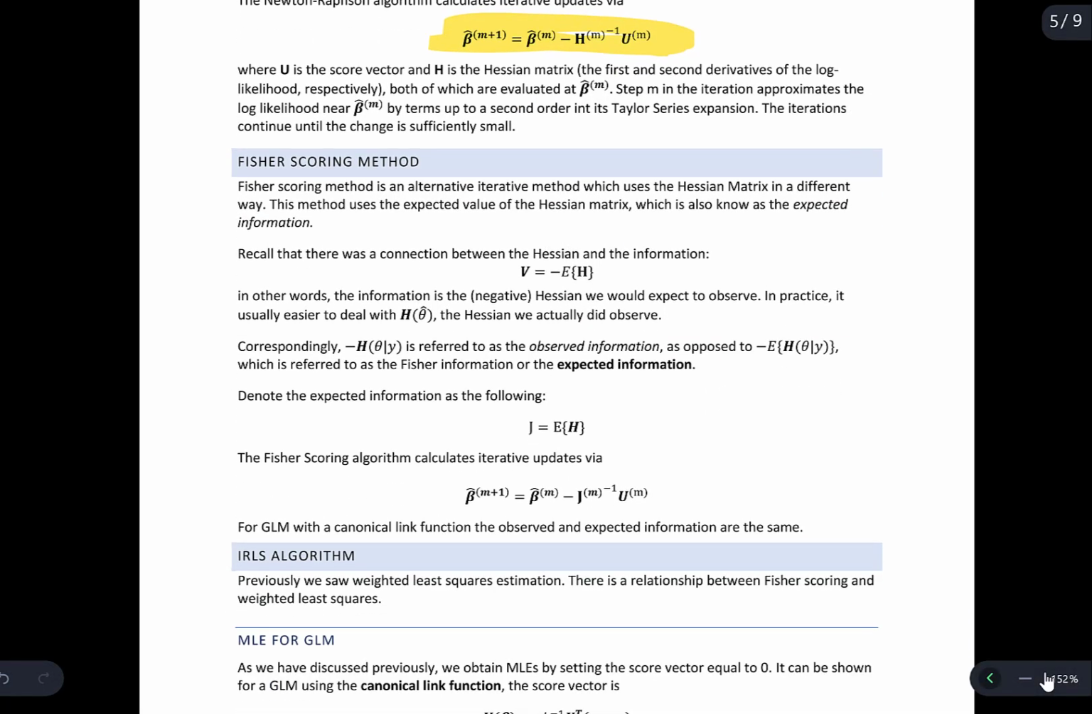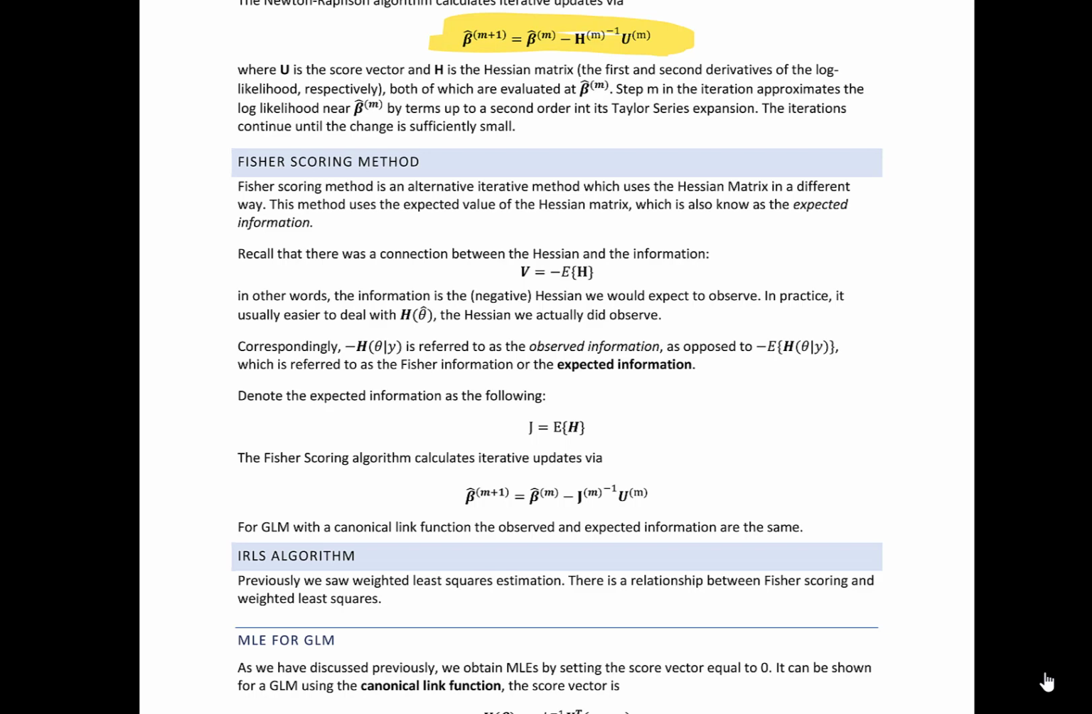We could also do what's called the Fisher scoring method. This is just another alternative iterative method. It just uses the Hessian matrix in a different way. What Fisher scoring does is use what we call the expected information. Recall we saw before there's this connection between the Hessian and the information. In other words, the information is the negative Hessian we would expect to observe. In practice, it's usually easier to deal with the Hessian we actually did observe. And so that's where you come to what's called the expected information.